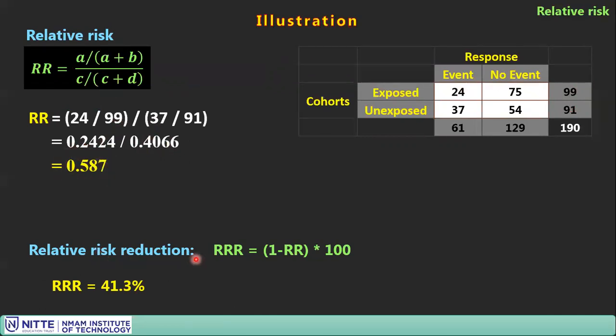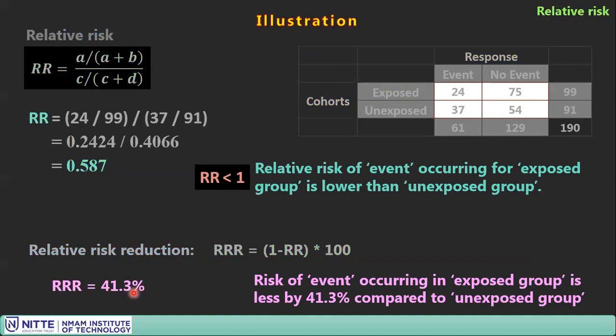Now relative risk reduction, what is it? 1 minus RR, 1 minus 0.587, multiplied by 100. So it is a positive value. Since RR is less than 1, it is a positive value. RRR is 41.3%. What does that mean? Let us look at it.